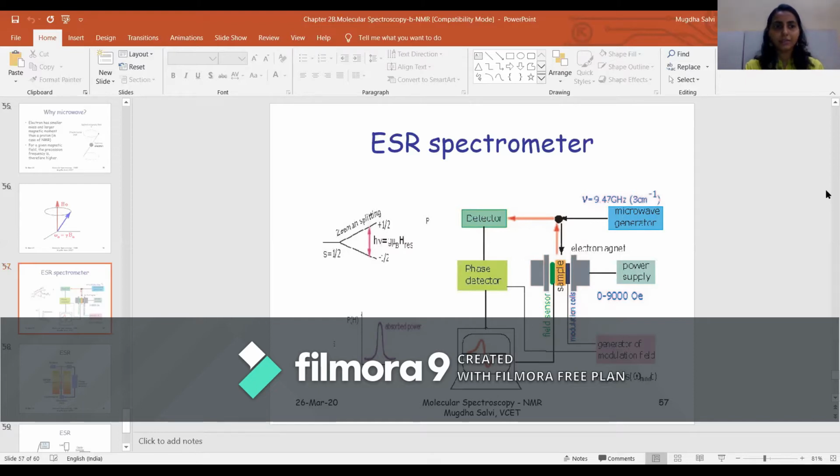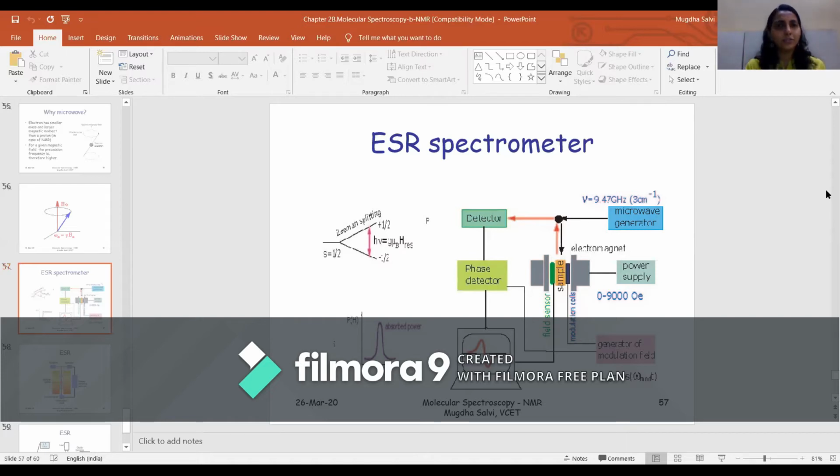It's regarding NMR and ESR, electron spin resonance spectroscopy. That is what ESR is. We saw nuclear spin resonance. This is electron spin resonance. Nuclear spin resonance was related to energy being absorbed by the nucleus. Electron spin resonance is the energy being absorbed by the particular electron.